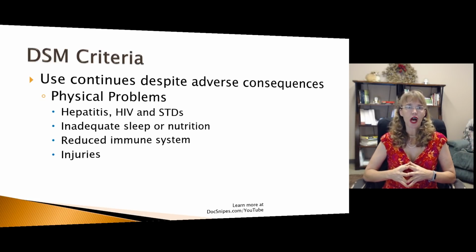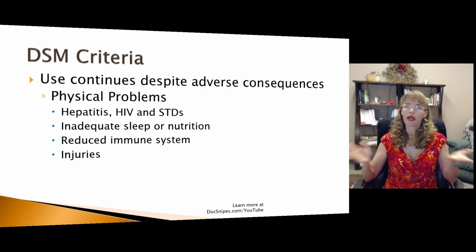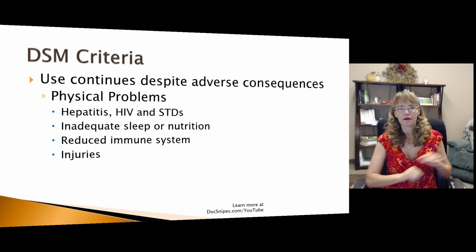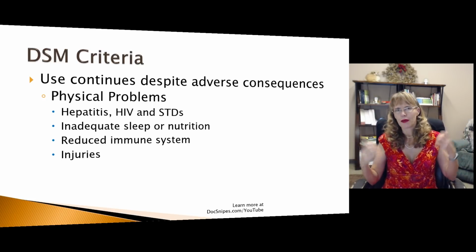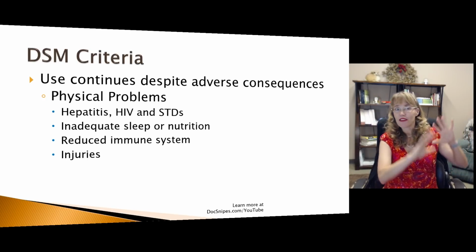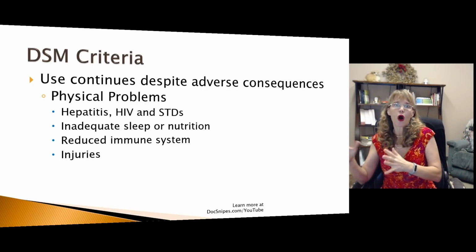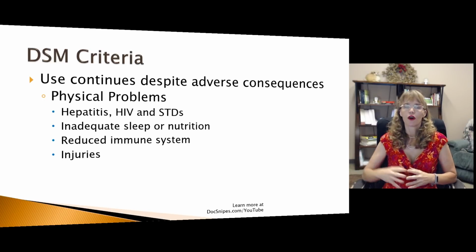So let's talk about some of these adverse consequences. And this is obviously not all of them. But people may experience hepatitis, HIV, and STDs, depending on the type of addictive behavior they're engaging in. Inadequate sleep or nutrition, and this is true for a lot of addictive behaviors because sleep is foregone in order to engage in those behaviors sometimes, especially when people are still trying to maintain a normal, I don't like that word, but I don't know what else to use, facade. You know, everything is fine here, nothing to see. So they're going to work and plugging through their day, but then they come home and they engage in that behavior all night long.